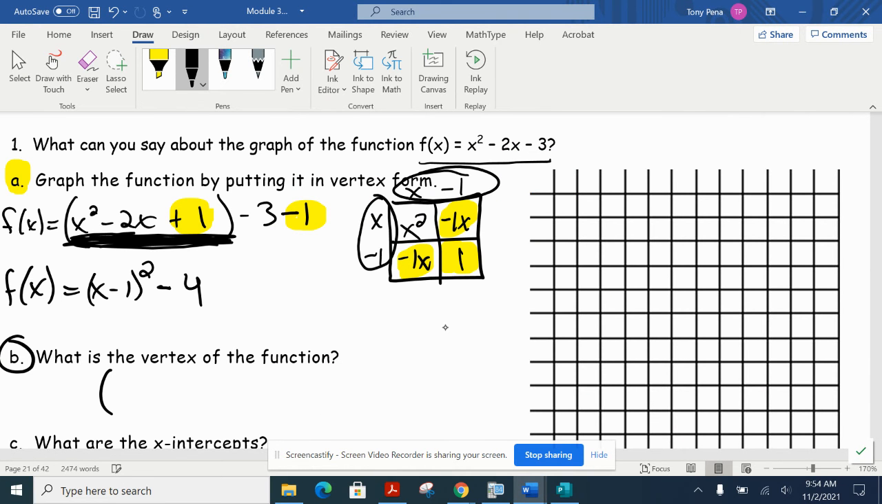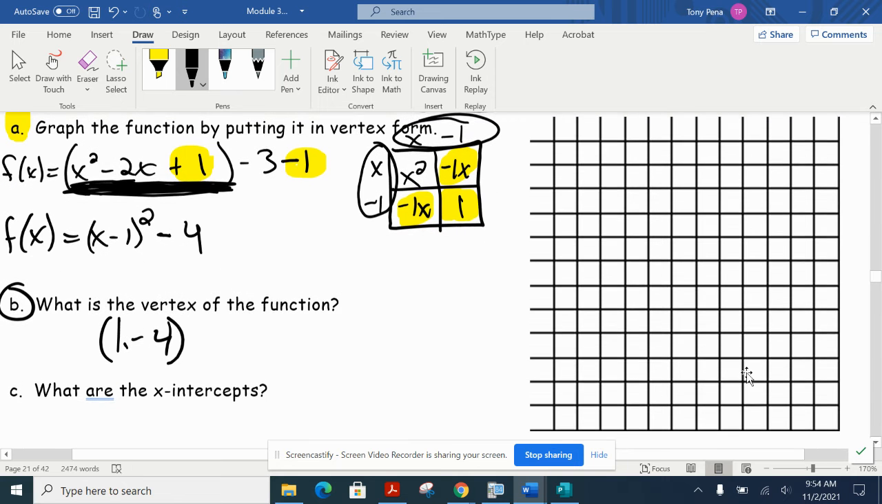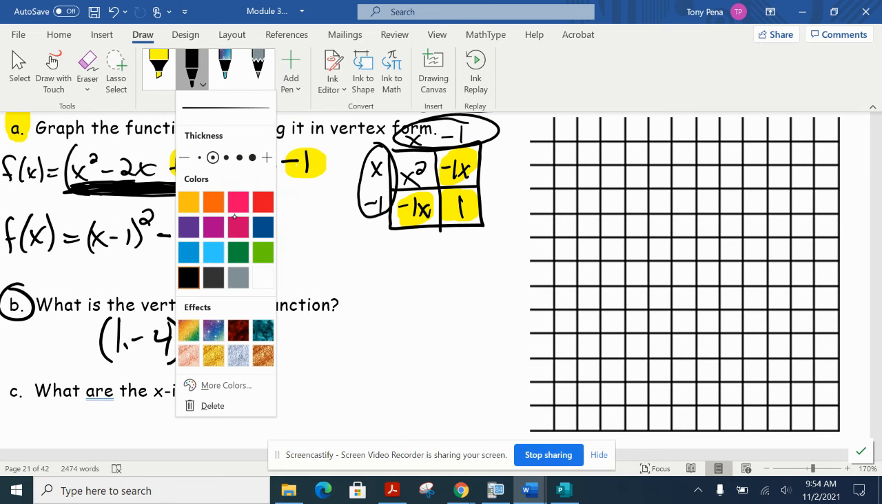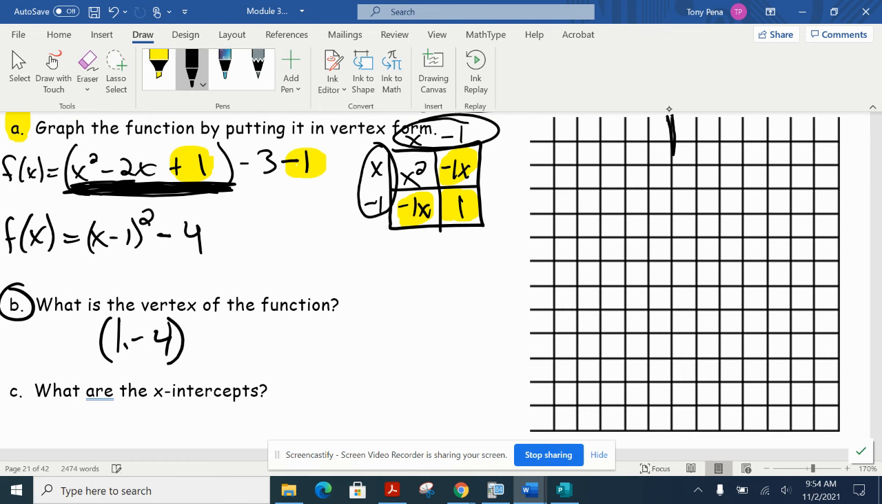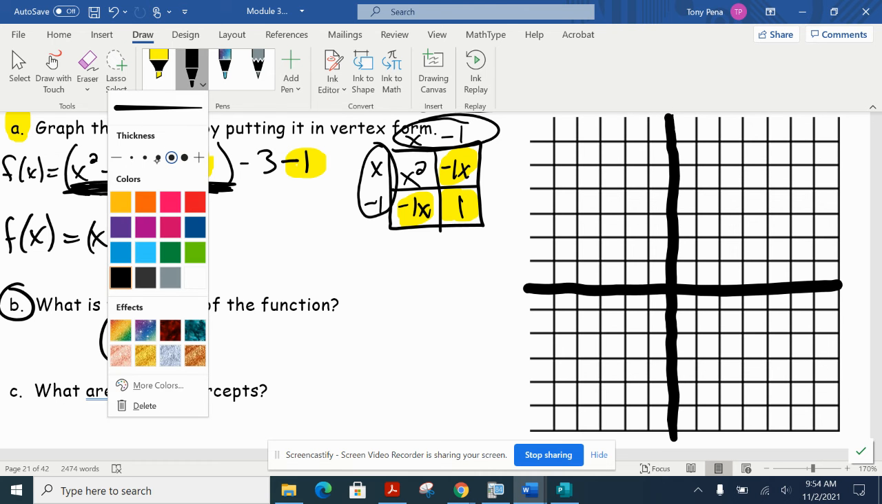All right, Maria, what was our vertex? Good. So 1, -4. Then we're going to graph that. On my graph, I'll make one of them thick so that we can determine that this is your x-intercept and your y-intercept. So I'll say this is x. There's my y-intercept. And then we'll plot the point 1, -4.